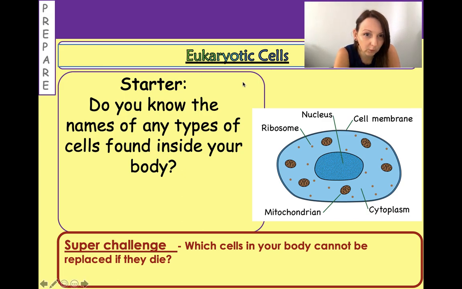There's a starter question on your screens now just to get your brains into gear. Do you know the names of any cells found inside your body? Any of the different types of cells or anything in particular in your body that is a cell? Make a list if you do and write those down. Once you've done that, there's a super challenge at the bottom as always, and it says which cells in your body cannot be replaced if they die, and we'll go through the answers to those shortly. So hit pause and write down your answers, please.